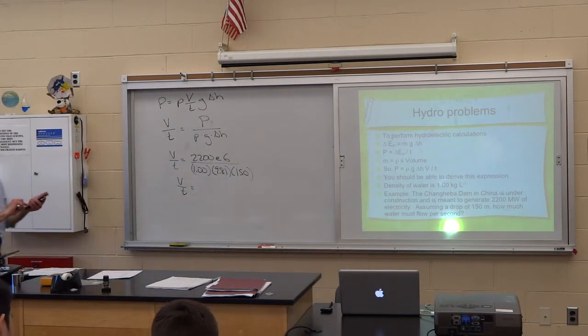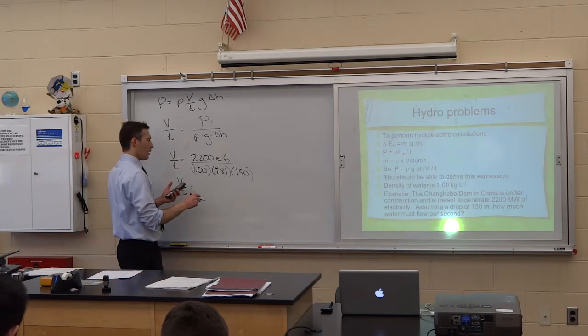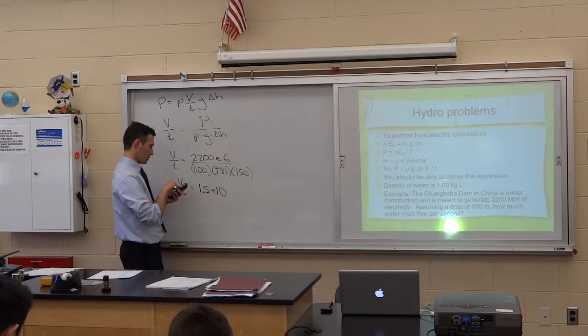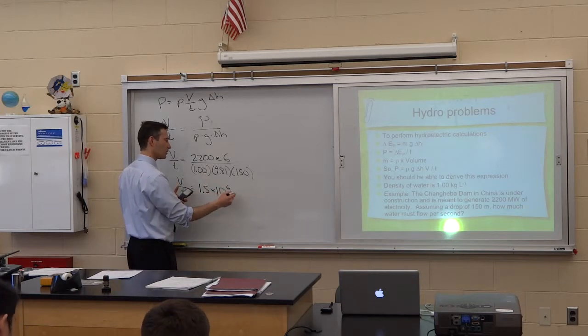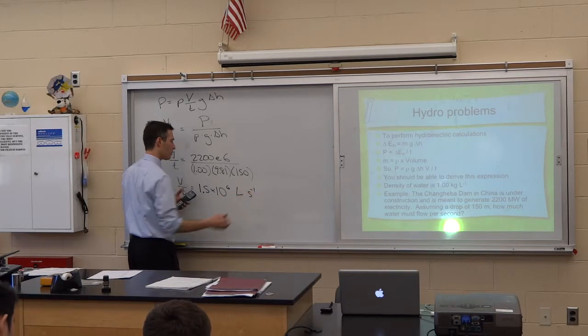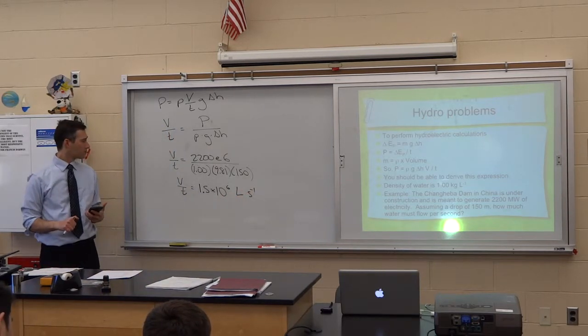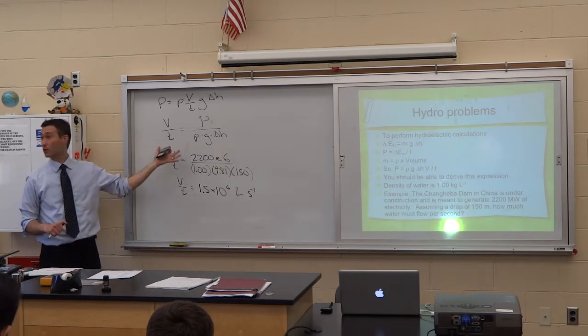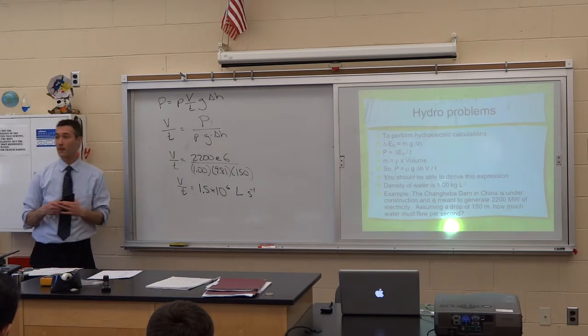It's going to be a lot. Oh, it's nice to have a 1 in the denominator. We get 1.5 times 10 to the 6th liters per second. So 1.5 million liters per second. It's a lot of water. I would be almost positive that they have multiple turbines, maybe even 20, 40 turbines, but that would be the total amount of water. Amanda?